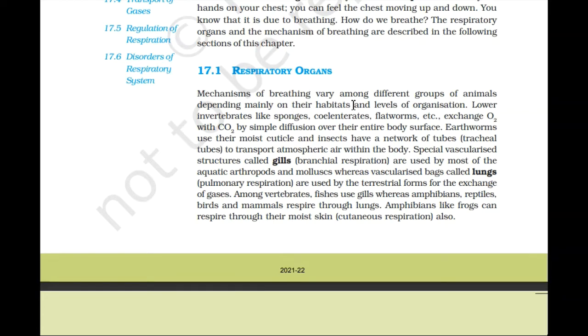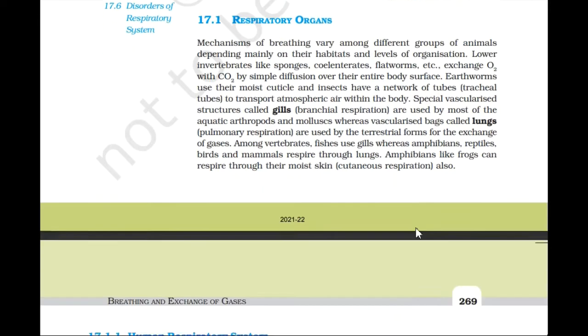Special vascularized structures called gills, branchial respiration, are used by most of the aquatic arthropods and molluscs, whereas vascularized bags called lungs, pulmonary respiration, are used by the terrestrial forms for the exchange of gases. Among vertebrates, fishes use gills, whereas amphibians, reptiles, birds, and mammals respire through lungs. Amphibians like frogs can respire through their moist skin. Cutaneous respiration is present.